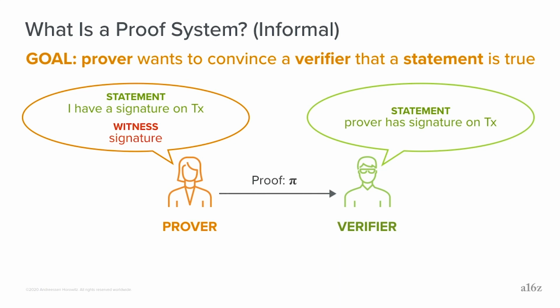The prover will send a proof to the verifier. The verifier will either accept or reject the proof. If the verifier accepts the proof, he's actually convinced that the prover has a signature, but he learns nothing at all about what the signature is. It's an amazing fact that this can be done, but it actually can be done.